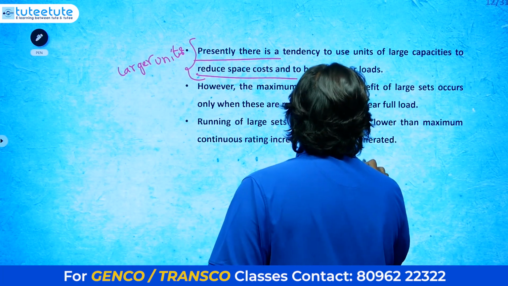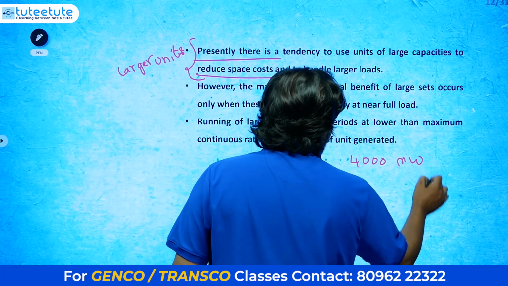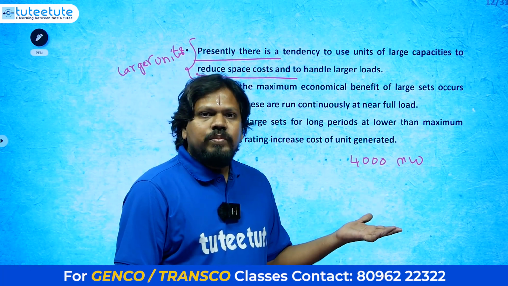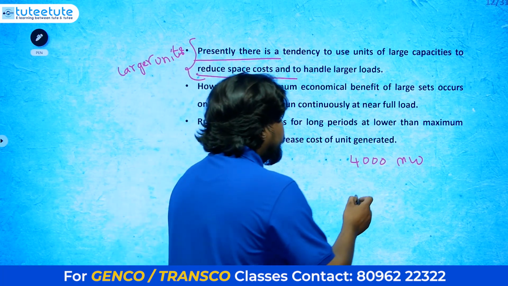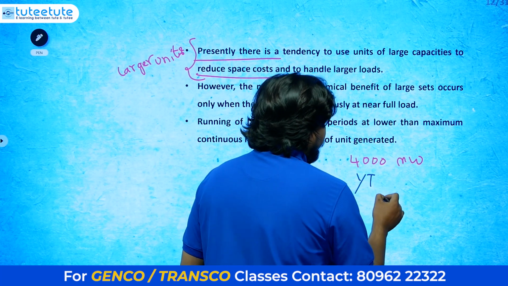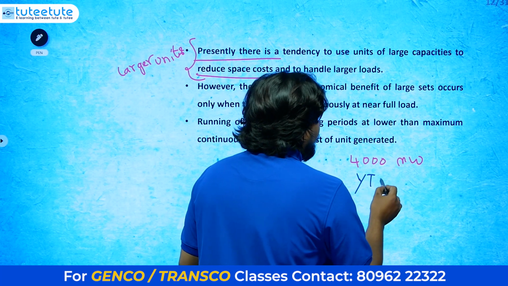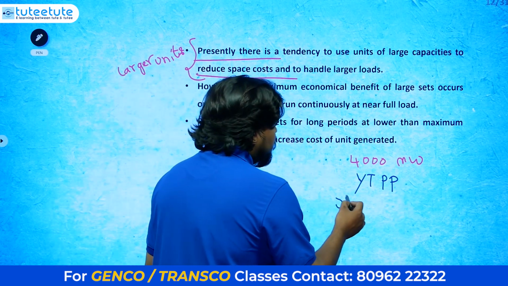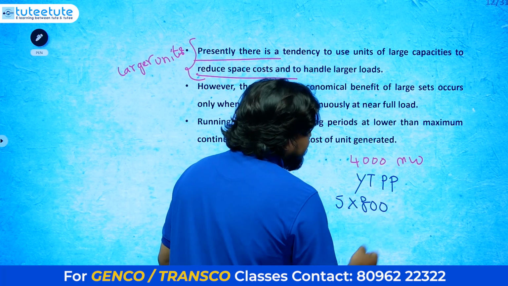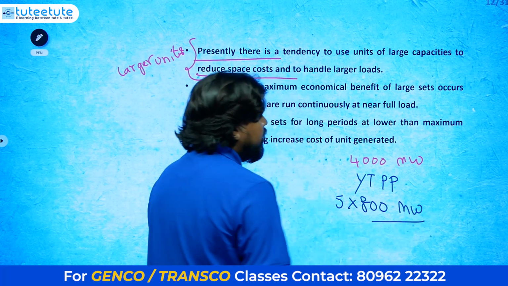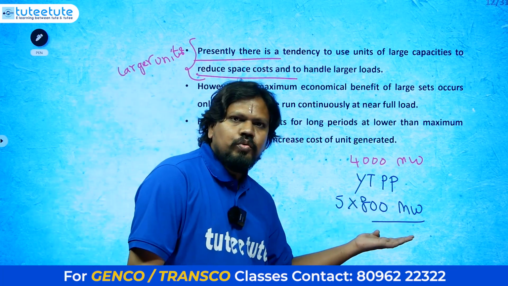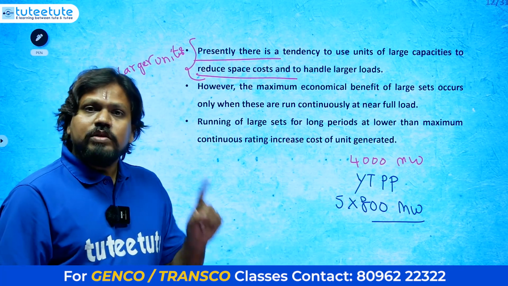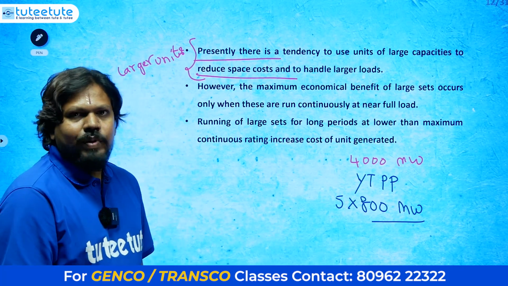What is this 4000 megawatt? Where is this 4000 megawatt? This is a newly constructed YTPP, or YTPS, anything: the Yadadri Thermal Power Plant. This is the plant. Total 5 units are there, 5 units into 800. This example I'm using continuously. Why are we making such bigger units? Because you will be getting some advantages. 800 megawatts from one generator only means it is a higher capacity generator.